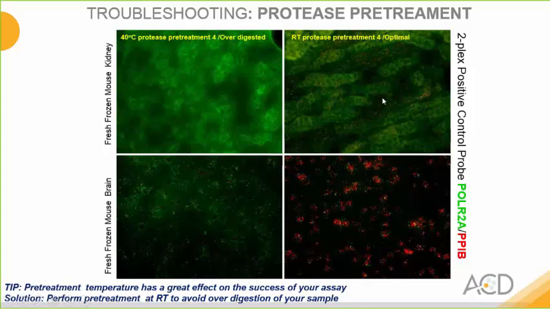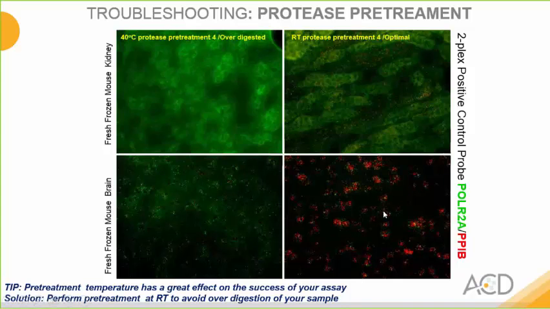So on the upper right-hand side, this is a mouse kidney sample where you can see there's actually quite a bit of tissue autofluorescence. Nonetheless, when the sample is treated properly, you can see these really distinct punctate red and green dots. On the left, protease digestion was actually performed at 40 degrees, and the tissue is completely over-digested. Not only do you not have any punctate signal, you can see an increase in background.